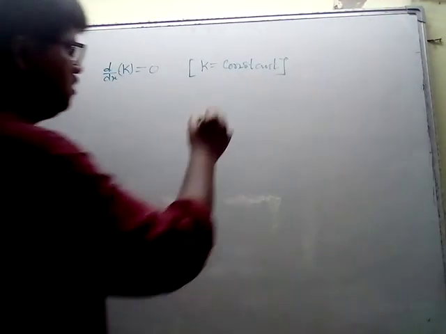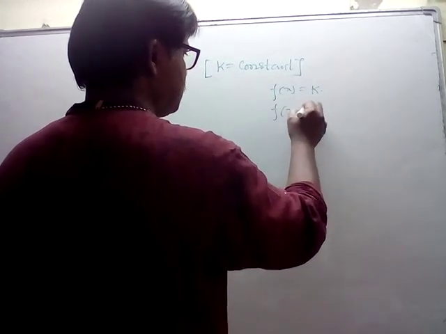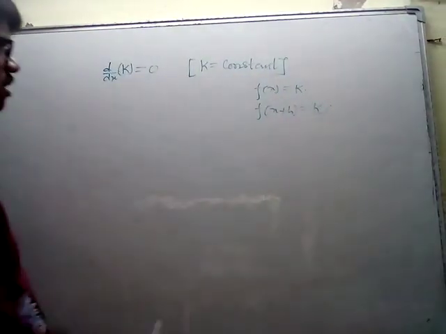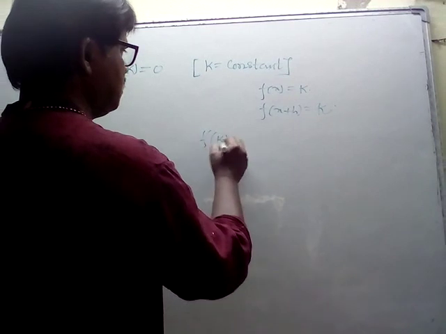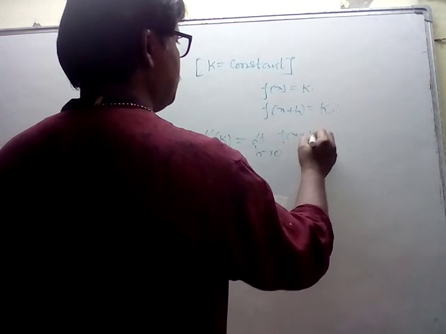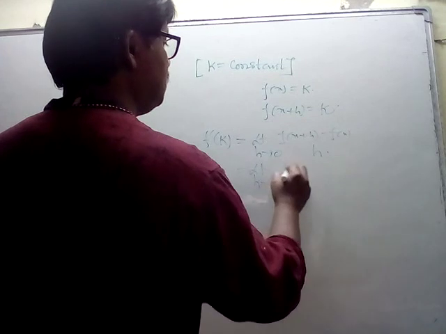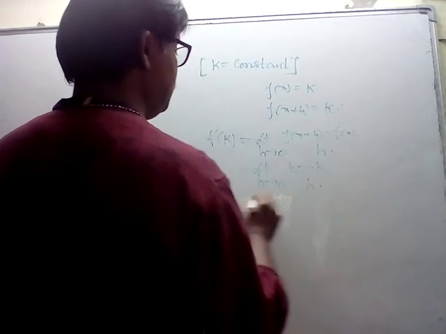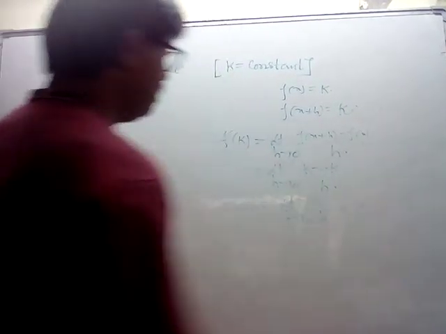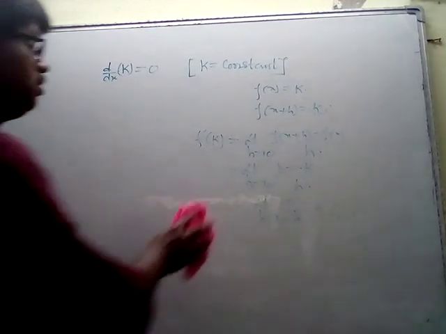It is very easy to prove that if f(x) equals k, a constant, then f(x plus h) is also equal to k, because f(x) is constant. For any argument the value of f(x) is k. Then the derivative is the limit as h tends to 0 of f(x plus h) minus f(x) divided by h, which equals limit h tends to 0 of (k minus k) by h, which equals limit h tends to 0 of 0 by h, equals 0. That is, the derivative of any constant function equals 0.